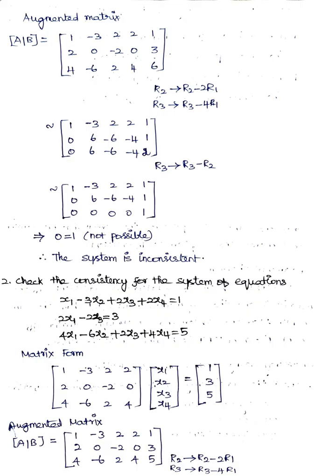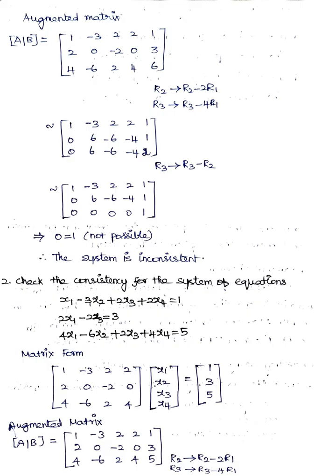Now, if the elements are 0, it means we have formed an echelon form, but here the row R3 gives 0 equal to 1, which is not possible. It is not possible, so the system of equations is inconsistent. If all the values in the last row are 0, then 0 is equal to 0, which is possible. So the system of equations is consistent.